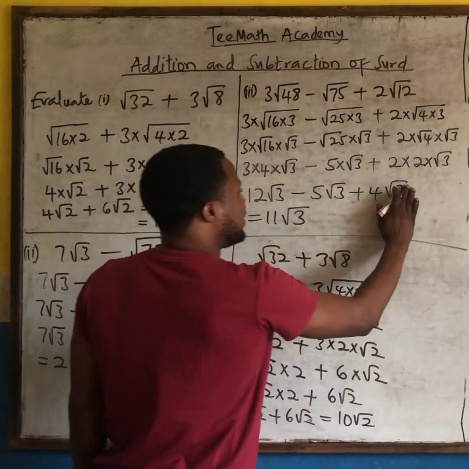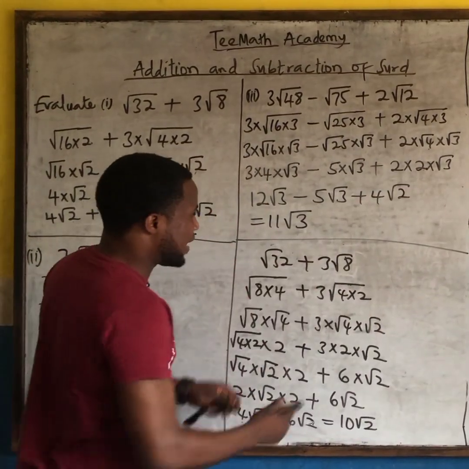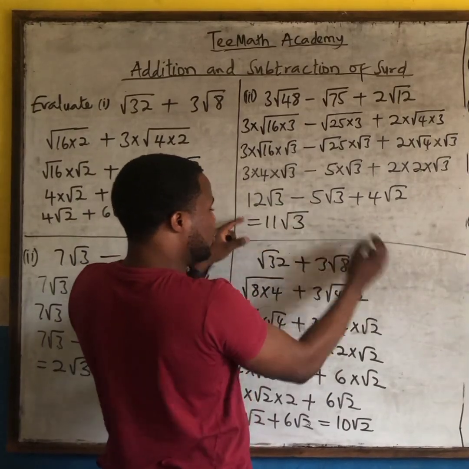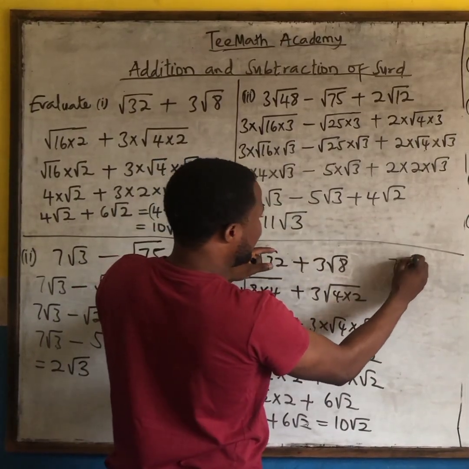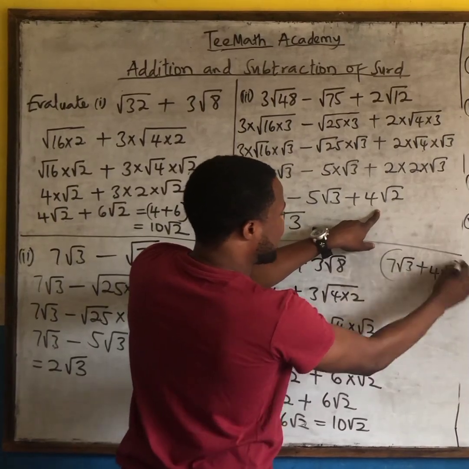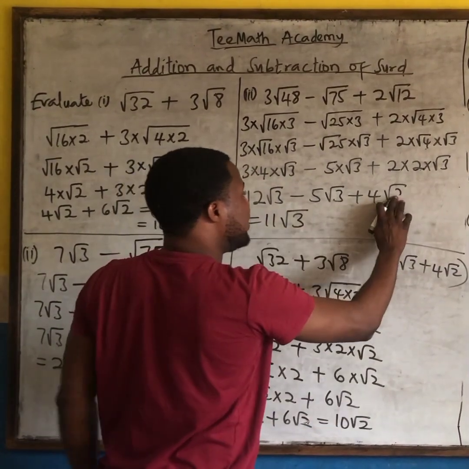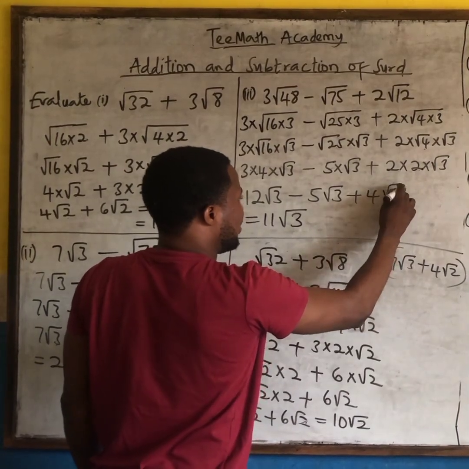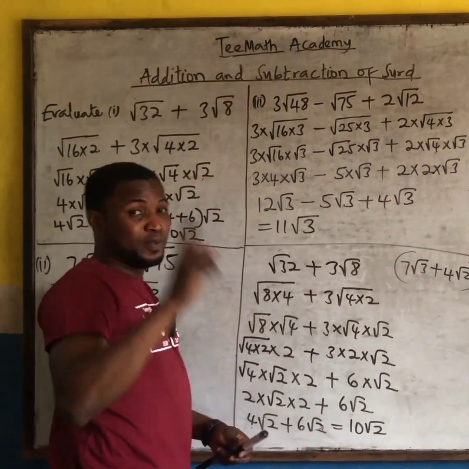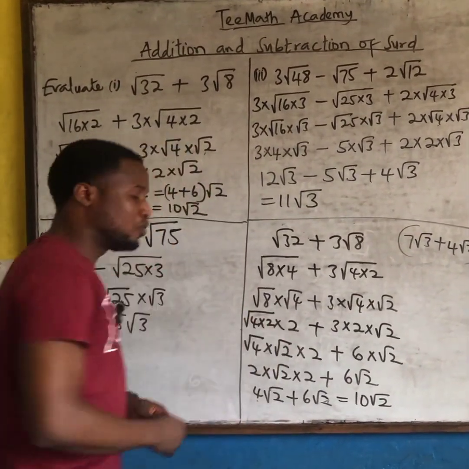Now let's assume this one is root 2. What do I do? The answer will be 12 minus 5. These ones are the same, I can go along with them. That will be 7 root 3 plus 4 root 2. This is how the answer will be if this one is a different root. But because they are all the same root, of course, I need to operate them the way I said, then pick one of the roots there. So this is addition and subtraction of surds.